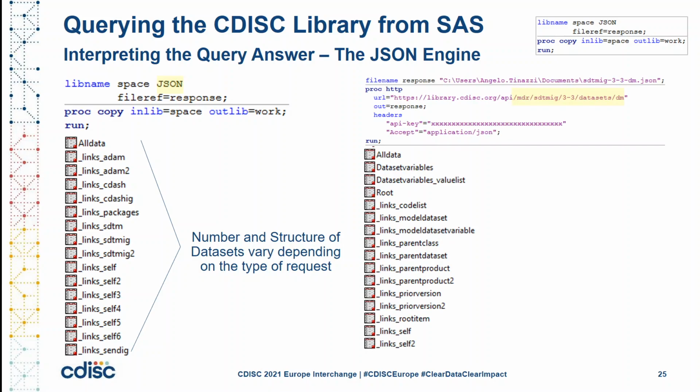As you can see, with the list of data sets returned by this other request, where we ask for SDTM implementation guidance 3.3 metadata for the TM domain, depending on the type of request we get a number of different data sets.